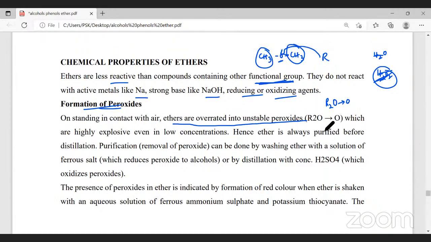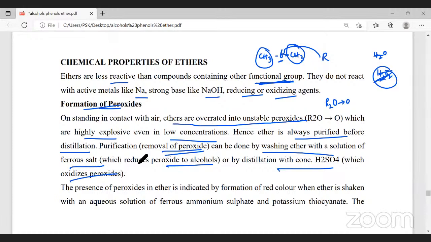So these peroxides are unstable and highly explosive, even at low concentration. Hence, ether is always purified before distillation. Purification, removal of peroxides, can be done by washing ether with a solution of ferrous salts. So how do we remove these peroxides? By treating this ether with ferrous salts, which reduce peroxides to alcohol, or by distillation with concentrated sulfuric acid, which oxidizes peroxide. These details are not of much importance.